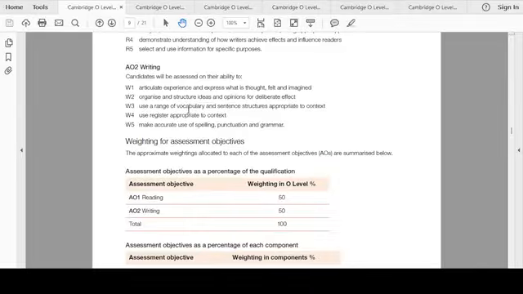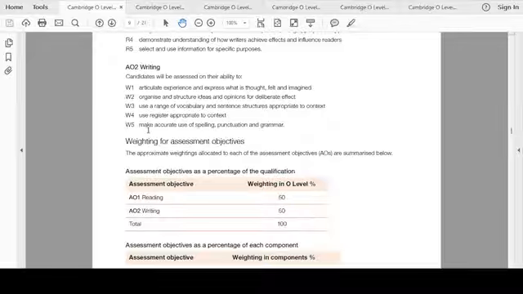W3 is use a range of vocabulary and sentence structures appropriate to context. So a range of vocabulary, don't keep repeating the same word over and over again. Don't have the same simple sentence structures or just compound sentences or simple sentences over and over. Appropriate to context. So what it is that you're writing, that makes a difference. W4 is use register appropriate to context. So again, formal language, informal language, your style. The style of a letter will be different from the style of a speech or an article. Again, we'll get into details.